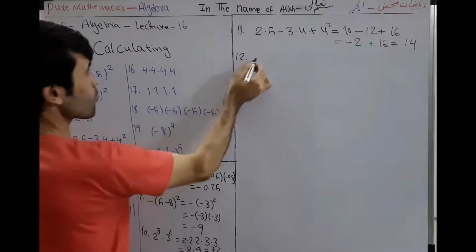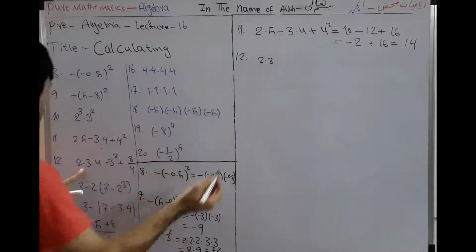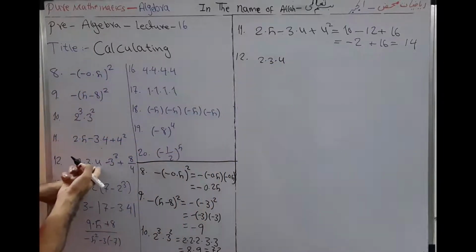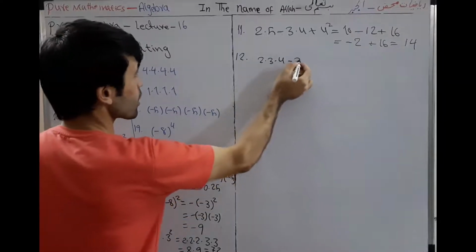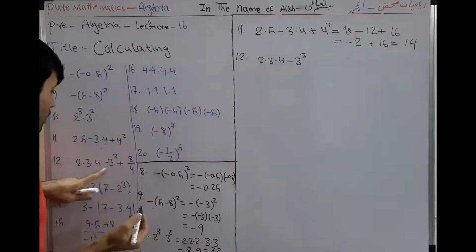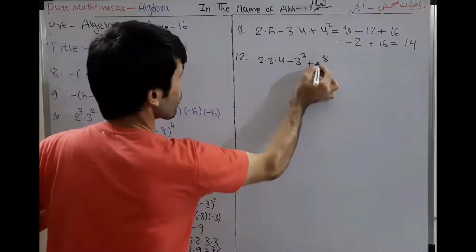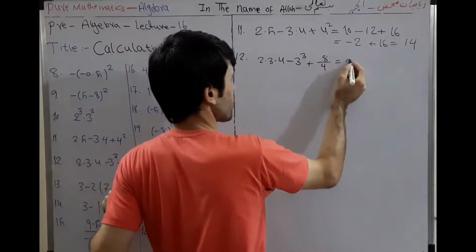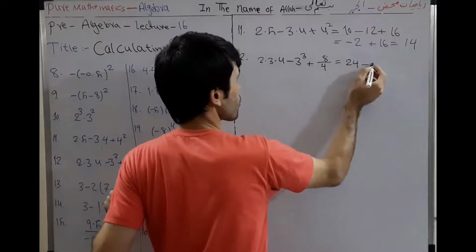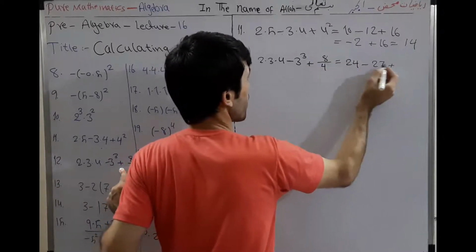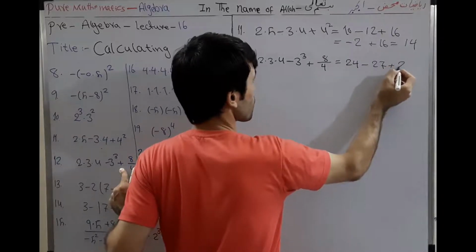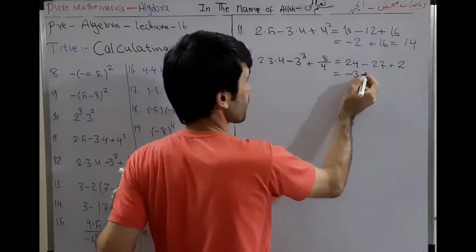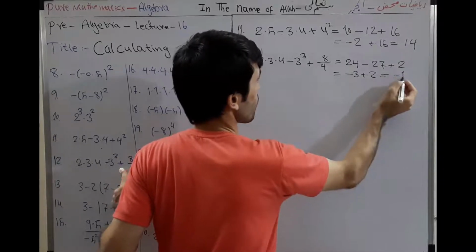Number 12: 2 multiplied by 3 multiplied by 4 minus 3 to the power 3 plus 8 over 4. It is equal to 2 multiplied by 3, 6, multiplied by 4, 24, minus 27 plus 8 divided by 4, 2. It is equal to 24 minus 27 plus 2, minus 3 plus 2. It is equal to minus 1.